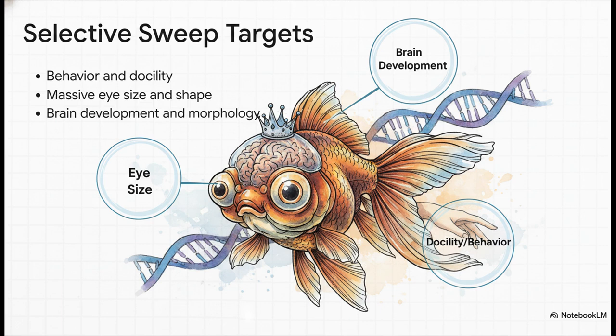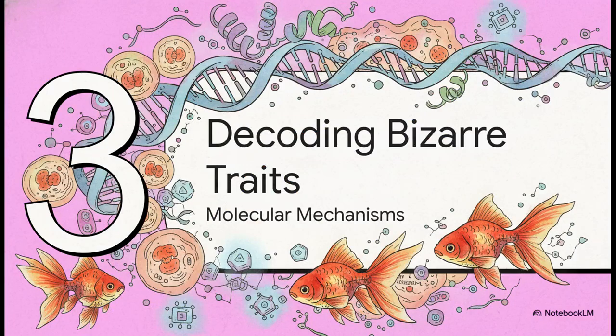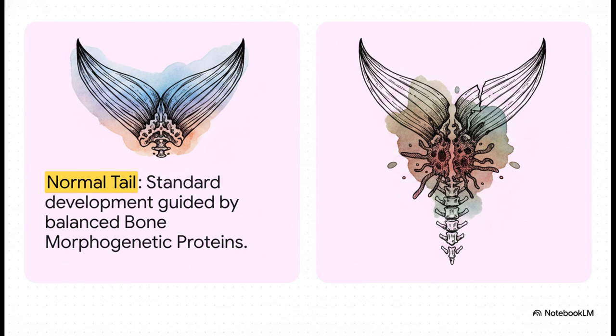Basically, breeders were actively locking in the DNA for tamer fish with strange heads and giant eyes. All right, moving to Section 3, decoding those bizarre goldfish traits. Let's see how this works mechanically. Take the iconic twin tail, which you see in varieties like the Ranchu. It isn't magic, it's actually a highly specific breakdown in embryonic development.